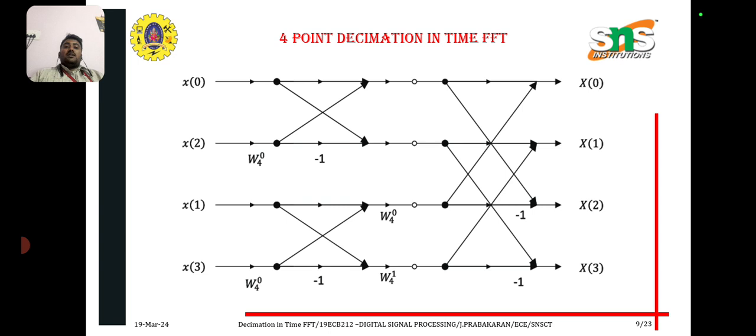In the first stage we have the twiddle factor W4 of 0, and in the second stage we have two twiddle factors, that is W4 of 0 and W4 of 1. The upper part is addition, the lower part is subtraction. On the input side, you can see the bit reversal input is x of 0, x of 2, x of 1, x of 3.